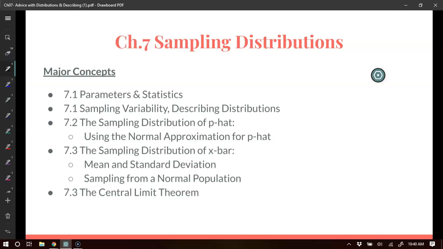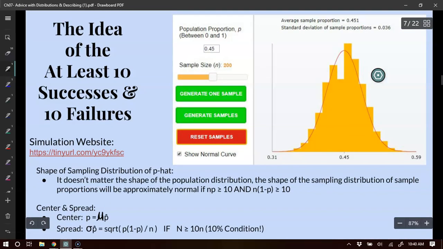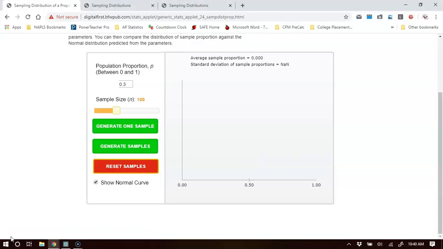So let's begin with the sampling distribution of p hats. Now, on this slide, we're looking at the idea of at least 10 successes and 10 failures. There is a URL to a simulation website which deals with this, where we look at the simulation of a sampling distribution of p hats. So let's take a look at that website for a minute.